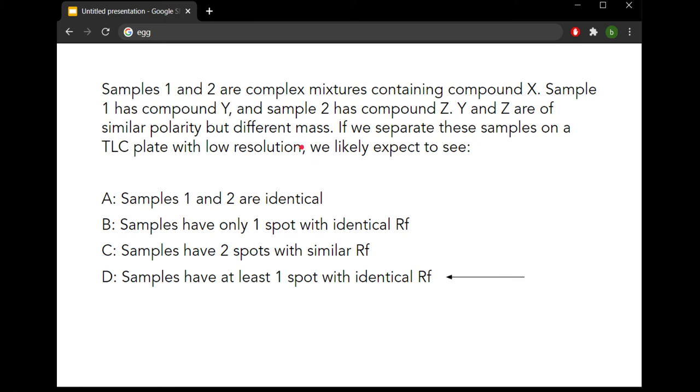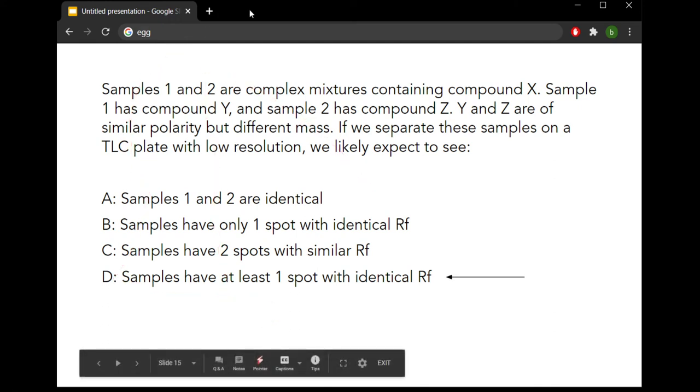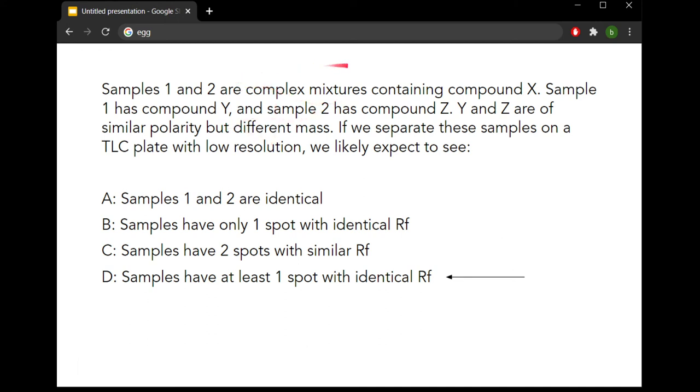So why is that the case? Well, quite simply because X is definitely in samples 1 and 2. So we definitely expect to see them being the same, with the same RF. But for Y and Z, they actually get separated based on their mass, which means that we cannot be sure that Y and Z will have the same RF. In fact, that's usually not the case, because the fatter the molecule, the slower it travels along the plate. Also, because this is a complex mixture, we cannot be sure that they also contain any other compounds of similar RF. So the answer is D.